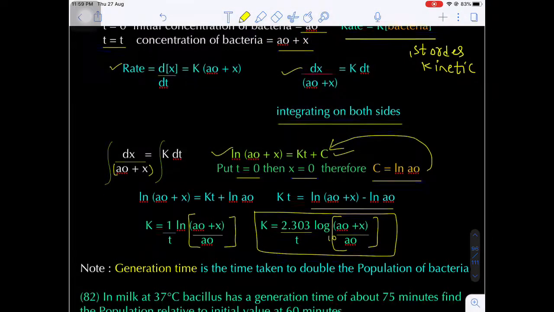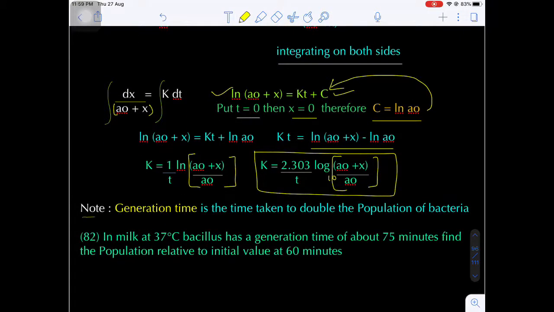Now here there is one important note, generation time. What is the meaning of generation time? It is the time taken to double the concentration or the population of the bacteria. The time taken for the concentration of bacteria to become double is called generation time.